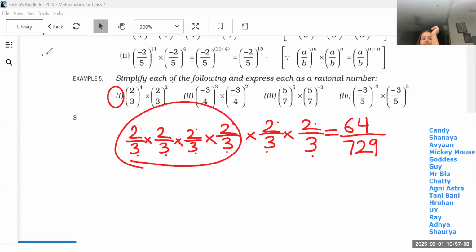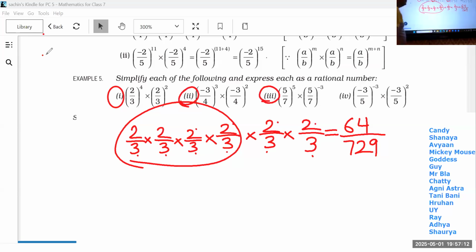Understood. So solve the second question and the third question. So the third question has a minus sign. So what? Sir, how to do? You will be able to do it. You are scooter. If anyone can do that, that's you.